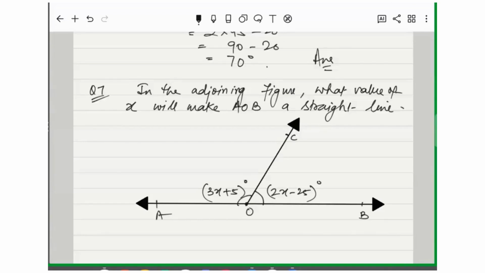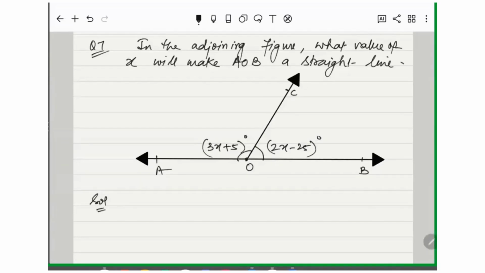Now see this next question. In the adjoining figure, what value of X will make AOB a straight line? So when will AOB become a straight line? When the sum of all the angles on its one side is equal to 180 degrees, right? So find the value of X. Getting it? Do it fast and tell me what is the value of X.